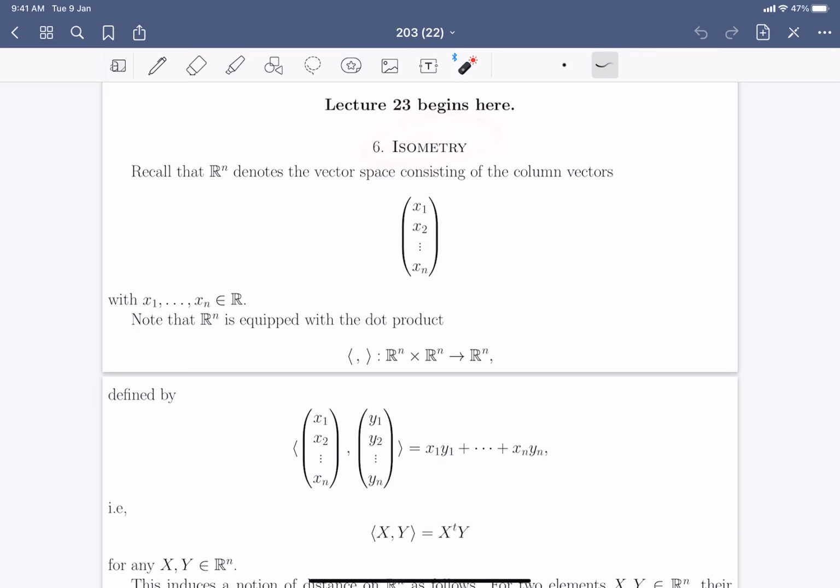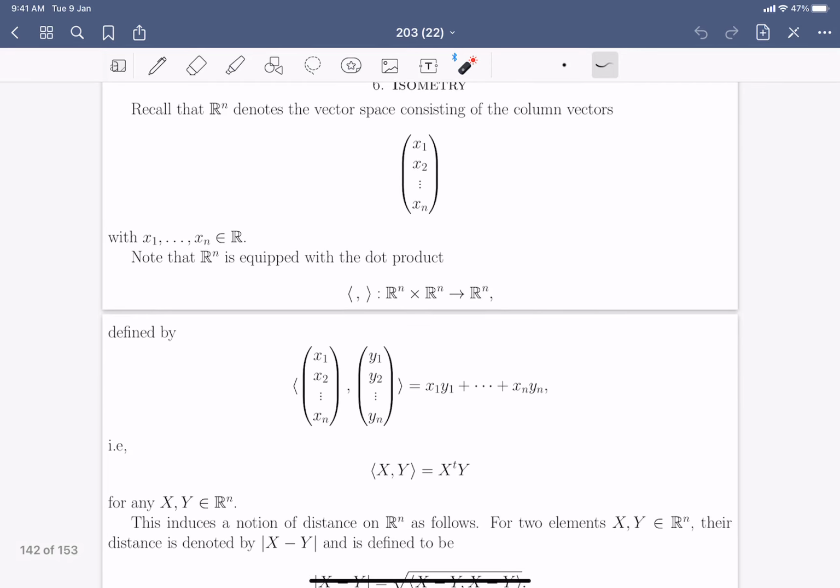So let's start with this notion of isometry. So what is an isometry? Before getting into that, let's recall this notion of Rn first. So this Rn consists of n-tuples. We usually write them vertically, so these are the column vectors. This is the n-tuples written in the form of column vectors. Okay, so this is Rn.